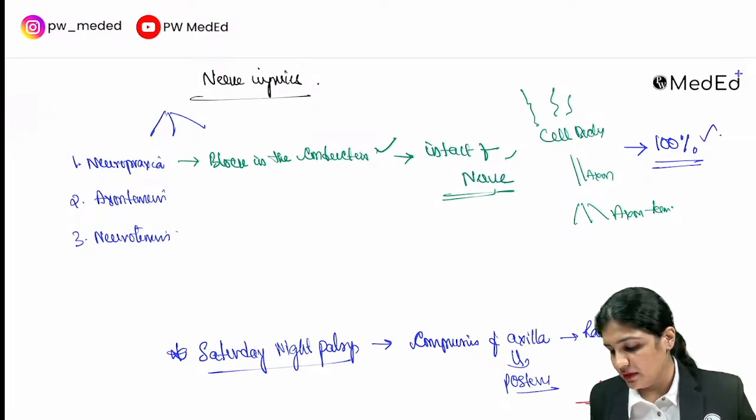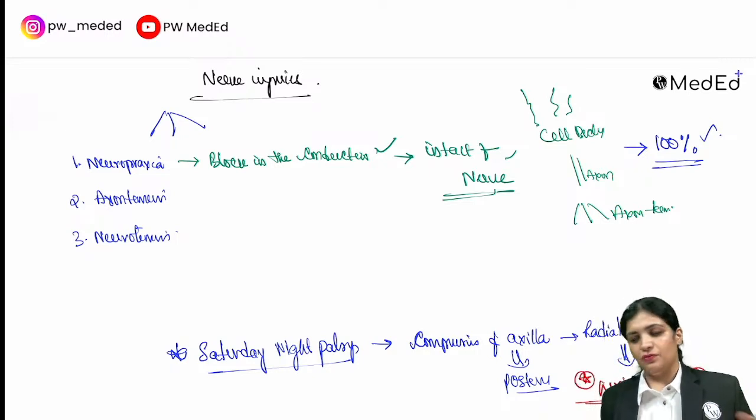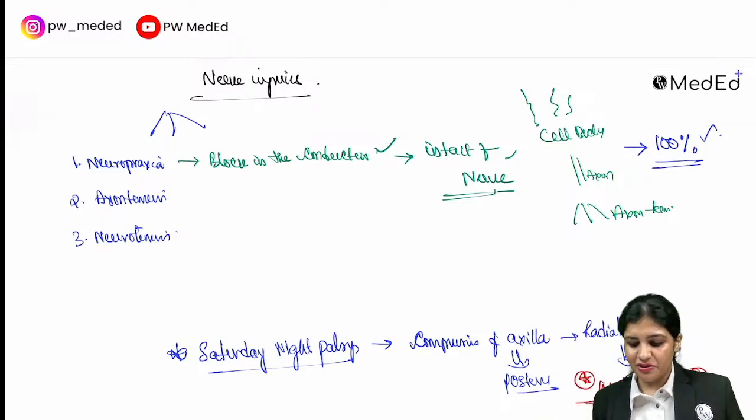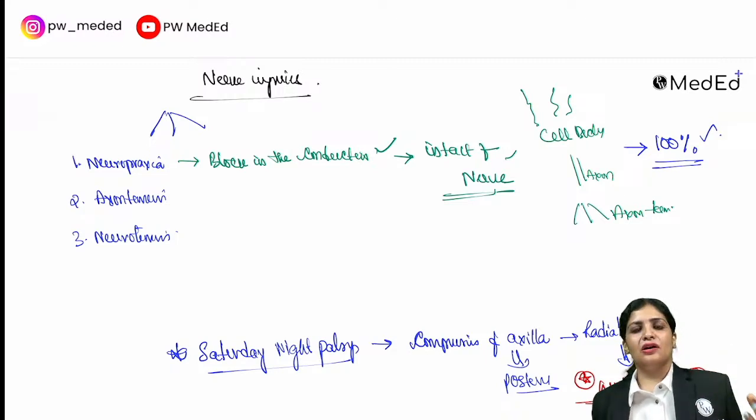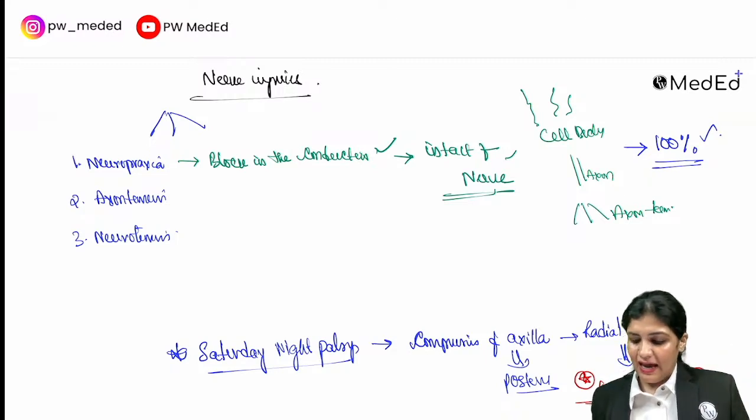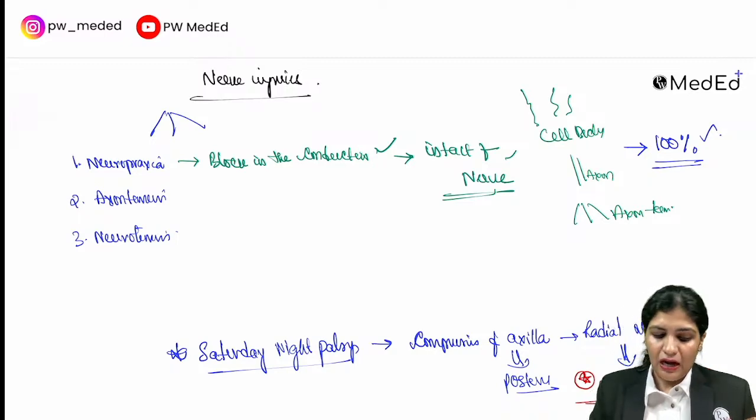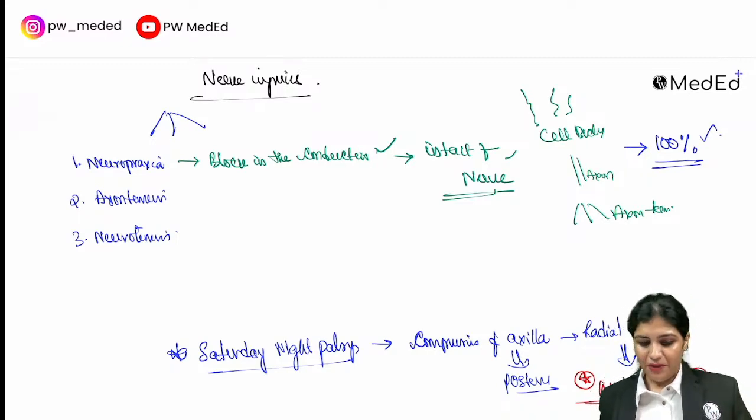So whenever you see a sudden onset of the wrist drop because of the binge drinking which the patient had, this is called the Saturday night palsy. Here the nerve is completely intact, and the recovery is always 100% in case of neuropraxia.